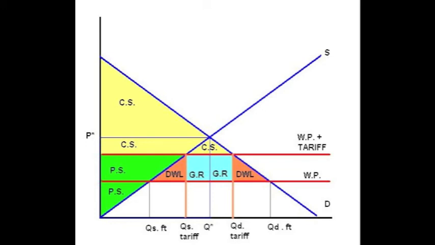QSFT means the quantity supplied at free trade. QDFT is the quantity demanded at free trade. QS tariff is the quantity supplied with a tariff. QD tariff is the quantity demanded with the tariff, and obviously with our Q star, that is the equilibrium quantity. Even with the tariff, we see that consumer surplus has increased just because the world price was below the equilibrium price. So that's really it for Chapter 9.